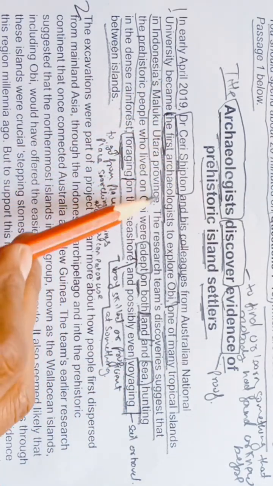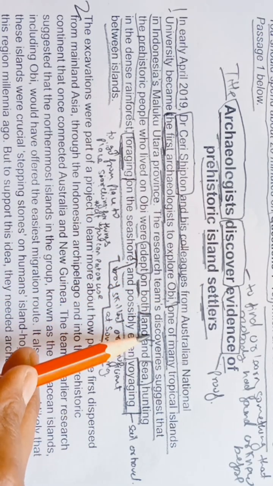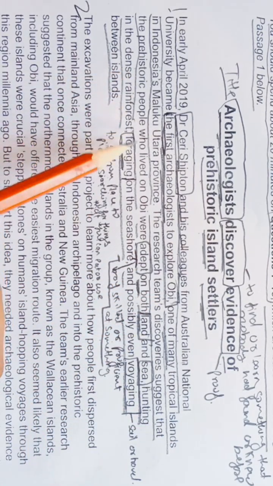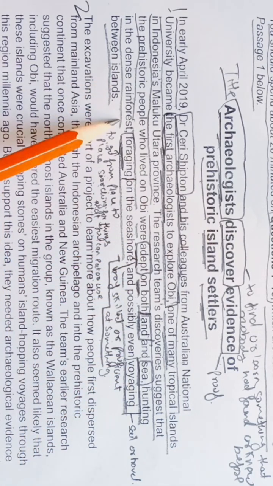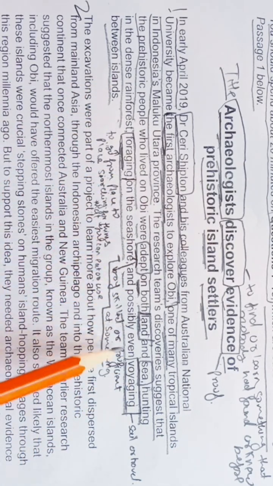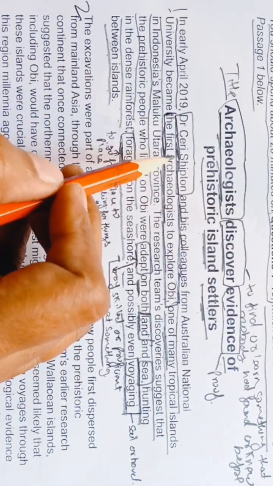So in this entire paragraph, what they are saying is that in early April 2019, Dr. Sherry Simpson is the first archaeologist to explore Obai. The research team suggests that prehistoric people who lived on Obai were adept on both land and sea, hunting in the dense forest, foraging on the seashore, and possibly even voyaging between islands. So this is our keyword.